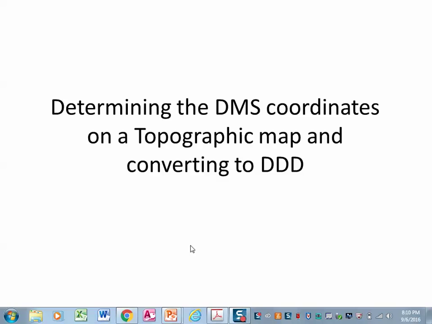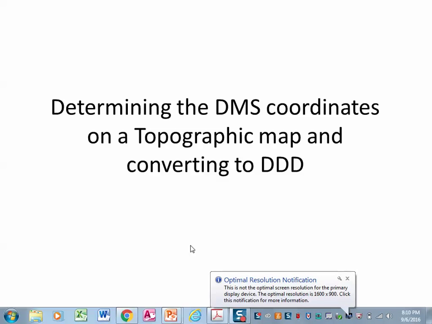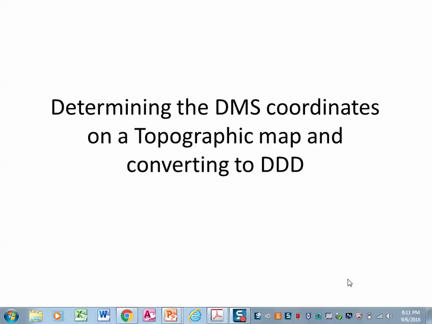Okay, now we're going to look at the solution to the problems that I pointed out in the last video. So we're going to begin by determining degrees, minutes, seconds coordinates from a topographic map. And then we're going to also convert those to decimal degrees. And in the last case, we're going to go look for something at a specific pair of coordinates. So let's get started.